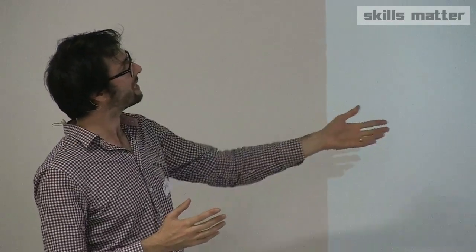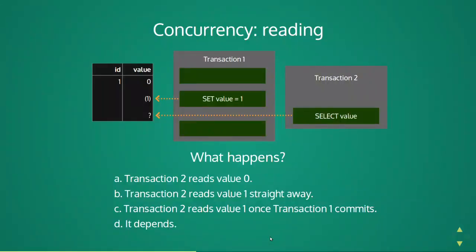So with reading, I want to imagine that we've got a table here, and it starts off with a value of 0. And transaction 1 starts, then transaction 2 starts, and then transaction 1 sets the value to 1. But before it commits down here, transaction 2 selects the value. In other words, it reads it. Now, my question is, and I should say this is Postgres. I'm focusing a bit on Postgres for this talk.